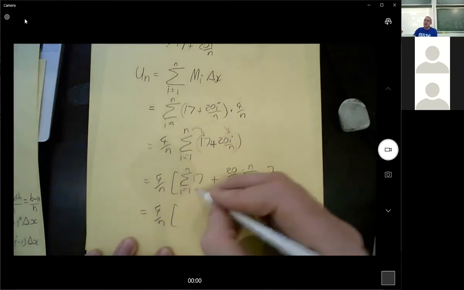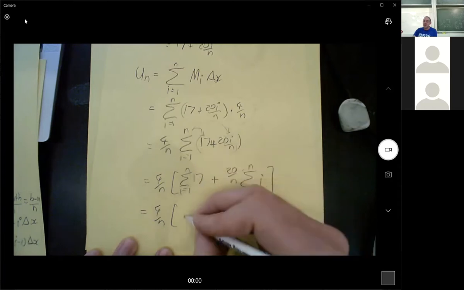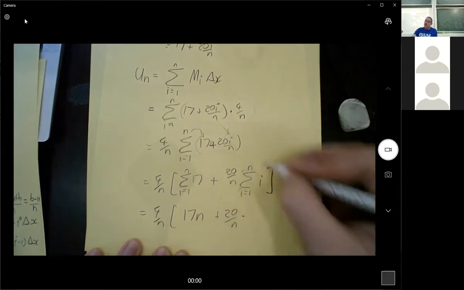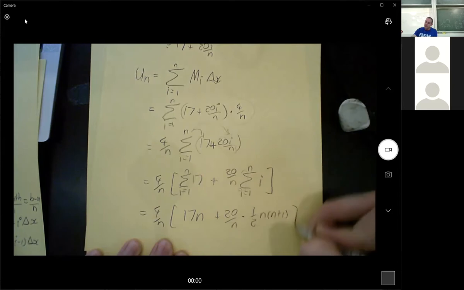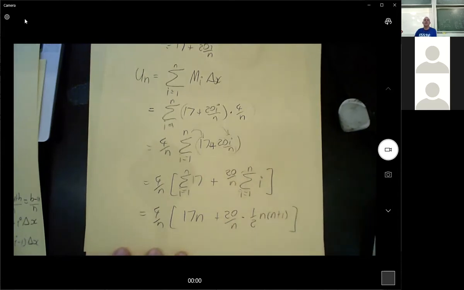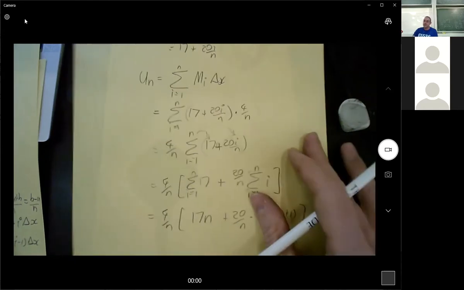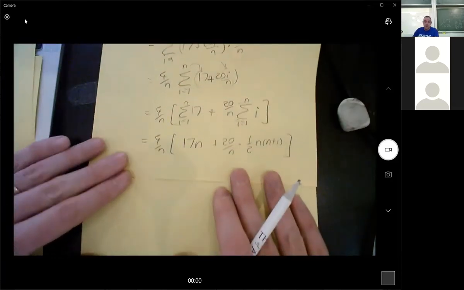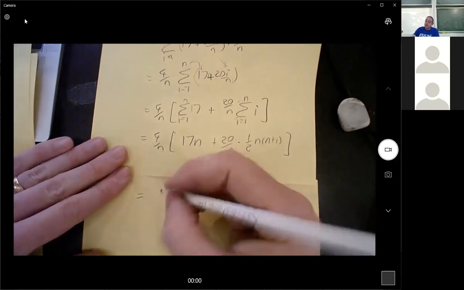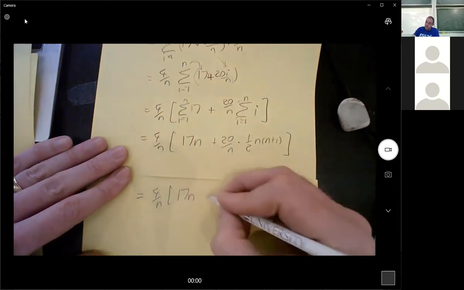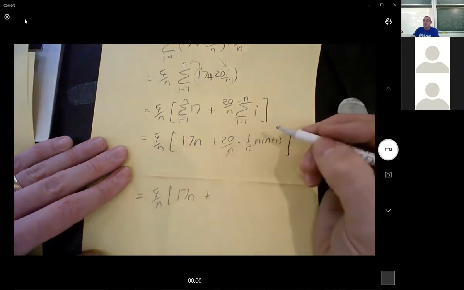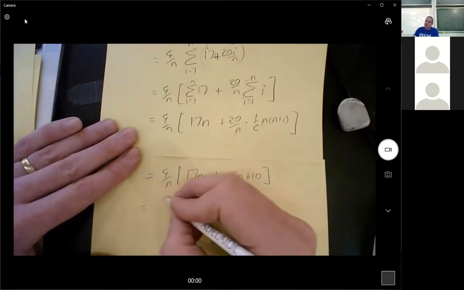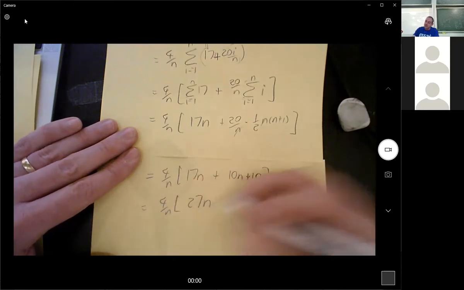And then this is n 17s added together, that would be 17n. And this is 20 on n, and there's a formula for this, it's a half of n times n plus 1. Nearly there. So the n's will divide each other. 20 divided by 2 is 10, and I'll get 10n plus 10. And so I get 4 on n times 27n plus 10.